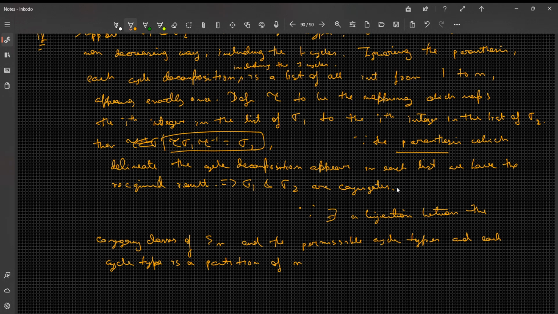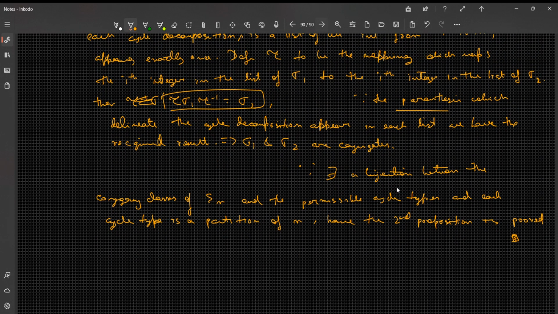That is pretty obvious because the maximum length of a cycle can be n, and if you have multiple cycles, then the summation of the lengths of the cycles must equal n, and the cycle types are arranged in non-decreasing order, so that obviously forms a partition of n, right? And each cycle type is a partition of n, hence the second proposition is proved. So let me go through a quick example.